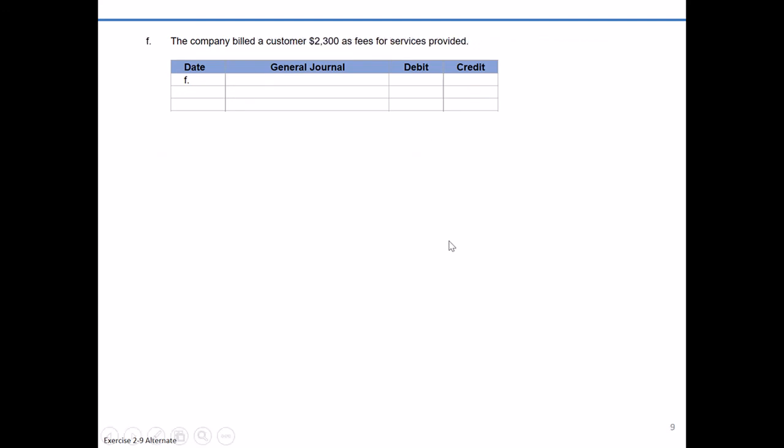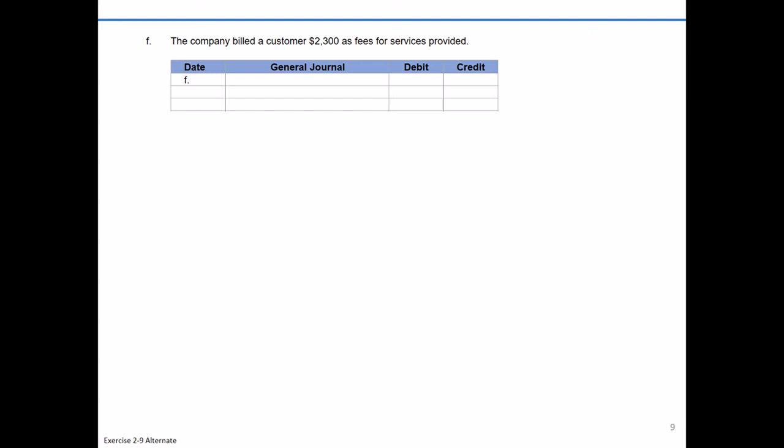Let's go to our next transaction, and we're going to bill a customer $2,300 as fees for services provided. So in this situation, we've done the work similar to a prior transaction, but instead of receiving cash, we're going to get a promise to pay. So our first one, we would debit cash and credit fees earned.